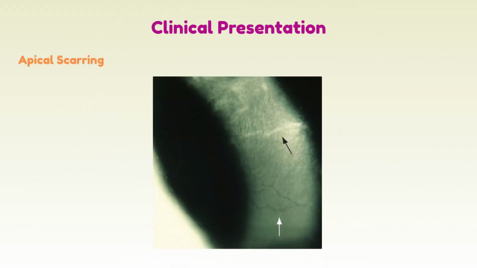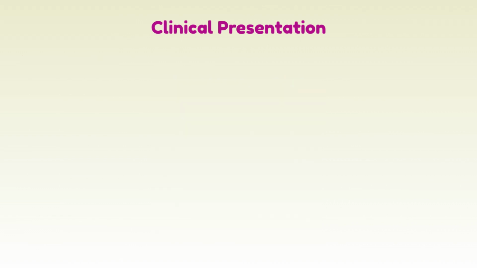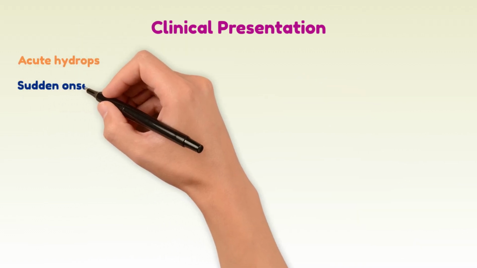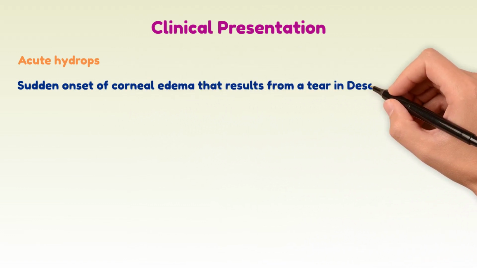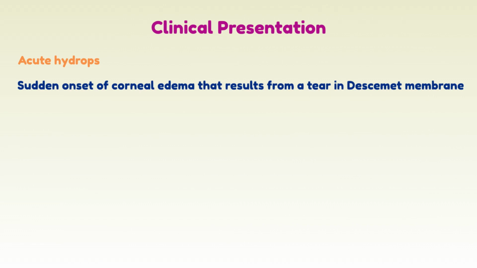Apical scarring. This broad, oblique slit lamp image shows the mechanism of superficial reticular scarring in keratoconus. The white arrow indicates breaks in Bowman layer, while the black arrow indicates where collagen has presumably filled in a previous break. Acute hydrops is a sudden onset of corneal edema that results from a tear in Descemet membrane. It's usually observed late in the disease course.